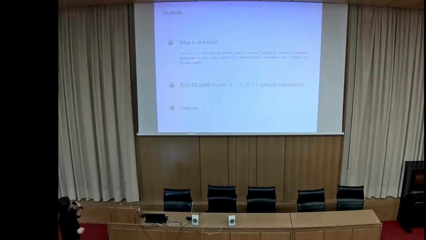So the outline of the talk is the following. First of all is what is an S-fold, because most of you maybe never heard about an S-fold. So what is an S-fold configuration of type 2B? And the second is just how to place N=4, D=4 supergravity in type 2B.